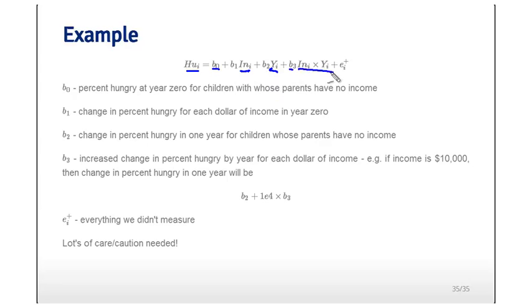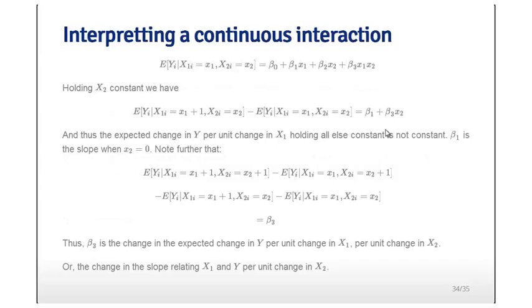So beta 1 is the change in percent hungry for each dollar of income in year 0. Beta 2 is the change in percent hungry in 1 year for children whose parents have no income. Again, just hearkening back to my notation here, these are interpreted this way only when x2 is 0 do those make sense.